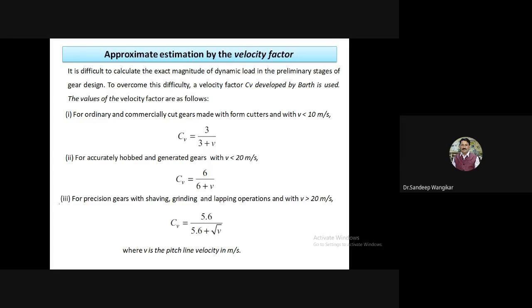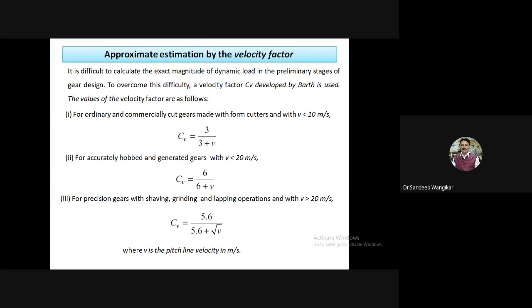As I mentioned, it is very difficult to calculate the exact magnitude of dynamic load in the preliminary stages of gear design. We don't have the values of module, face width, pitch circle diameter, addendum circle, dedendum circle, and the other details that are required. So in this case, we use the velocity factor method, with the velocity factor CV.